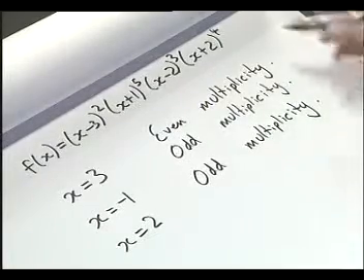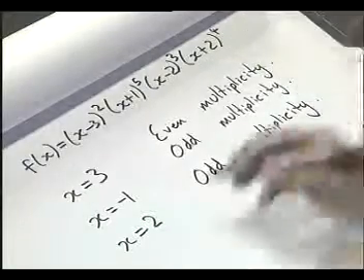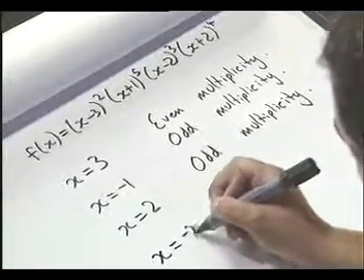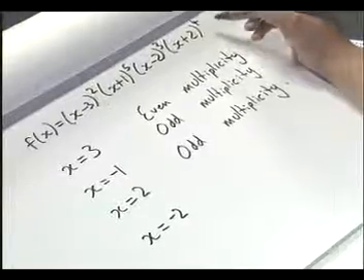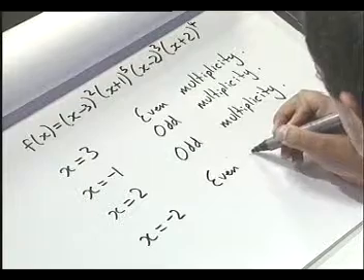And finally, our last bracket, x plus 2 here, if we put x equals minus 2 in there, that will give us a 0 in this bracket. And there are 4 of those repeated roots, which means that it is an even multiplicity.